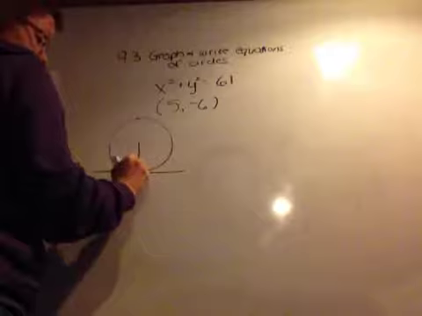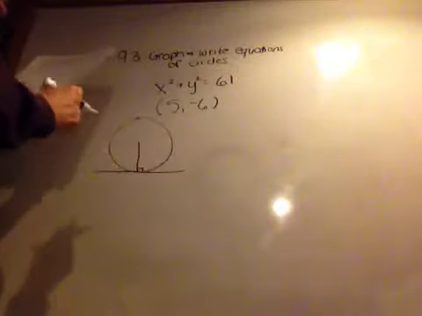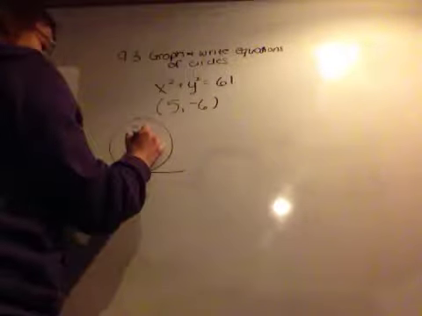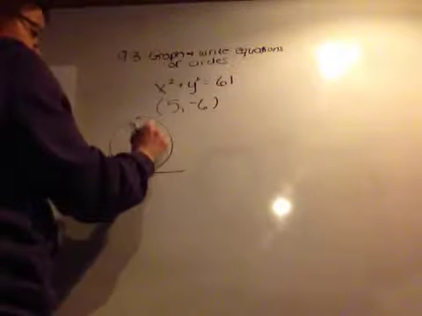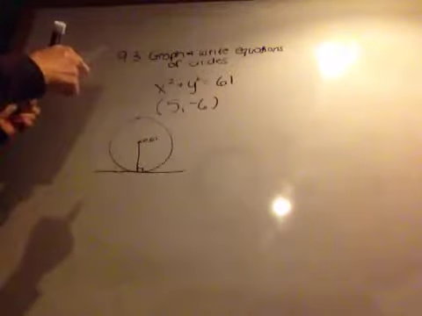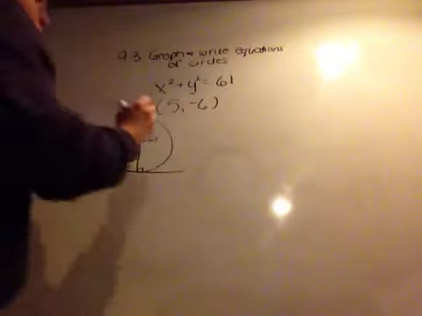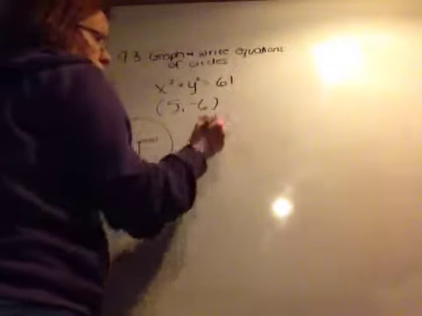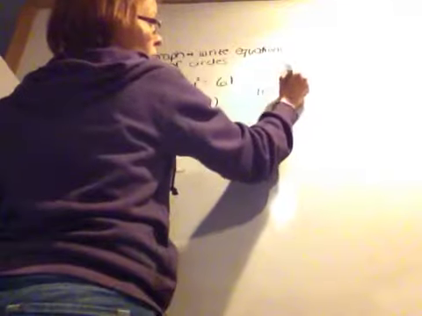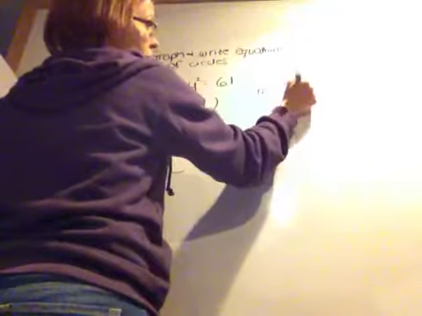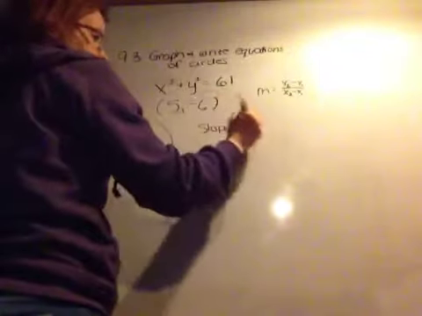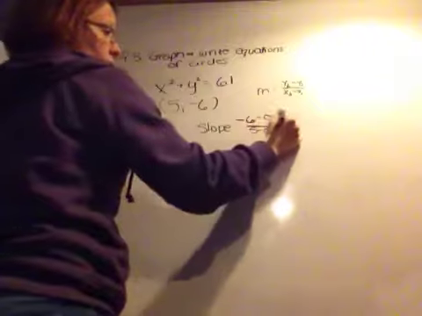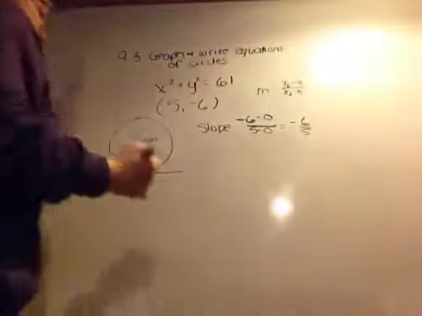So it's perpendicular here, right where it touches the circle. So the radius to the point, our center is at (0, 0), and our point is (5, -6). So we're going to find the slope of that radius. Slope is y2 minus y1 over x2 minus x1. So we take our y's and subtract them, -6 minus 0, over our x's, 5 minus 0, to get -6/5.